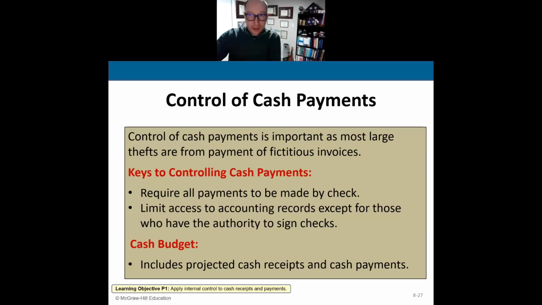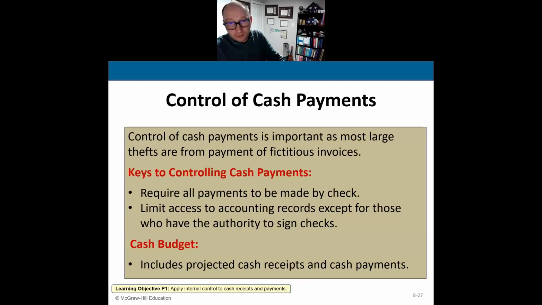Control of cash payments. It is real important that when you're collecting cash from your customers, from their accounts receivable, that you record it to the right account. We require all payments to be made by check, especially when receiving it through the mail. Typically, we always require customers to pay by check. This also limits access to accounting records, except for those who have the authority to sign checks.